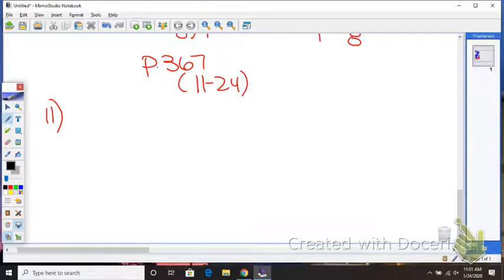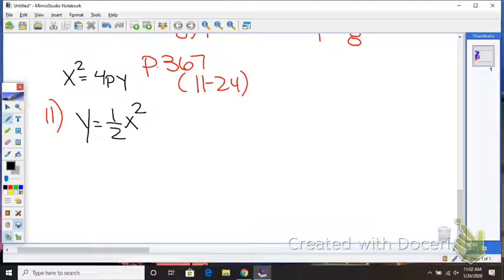Okay, so number 11 is telling you to find the vertex, which for all of these is going to be 0, 0 because we're not moving them, and the focus of the parabola and sketch its graph. So it's just like the last one we just did. Number 11 is y equals 1/2 x squared. So this is an x squared equation, and my general equation is x squared equals 4py.